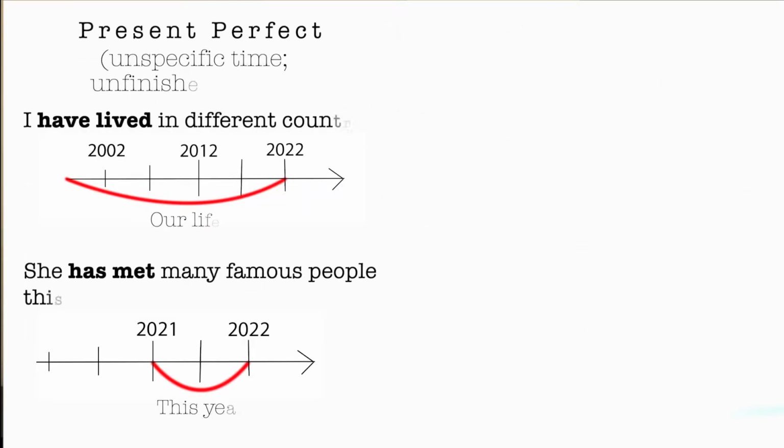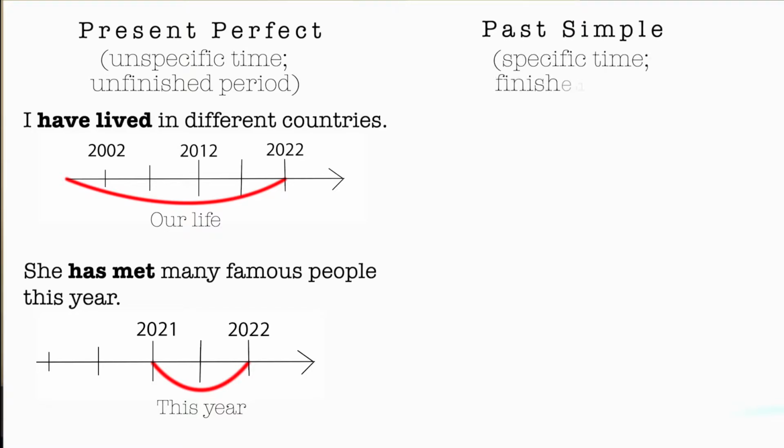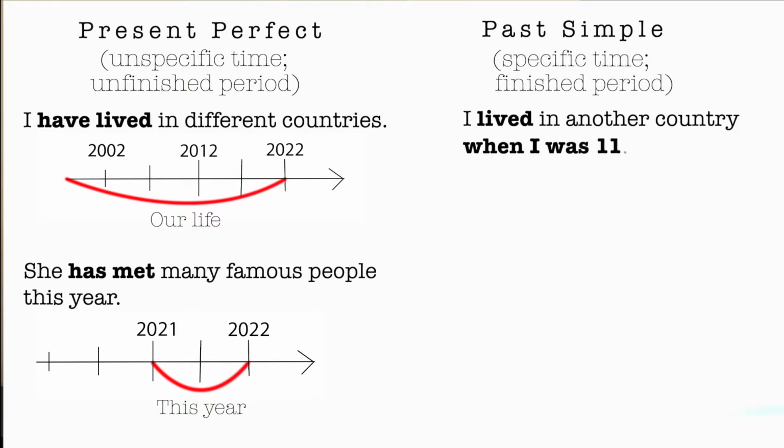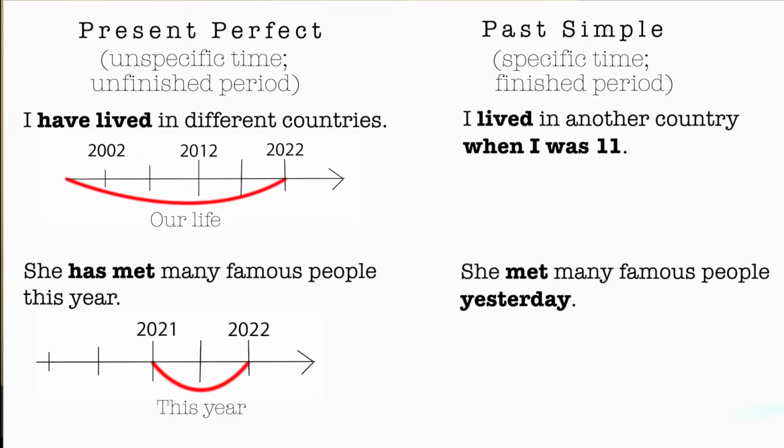Let's compare these two tenses, present perfect and past simple. I lived in a different country when I was 11. Specific time, when I was 11. So we have ed. And she met many famous people yesterday. Again, specific time, yesterday. So the second column of verbs. Both periods are finished.